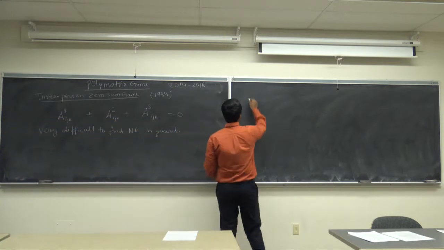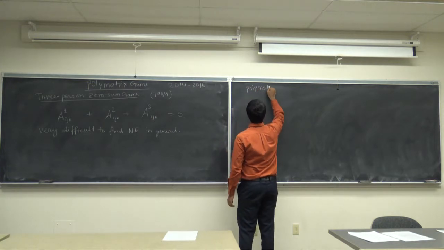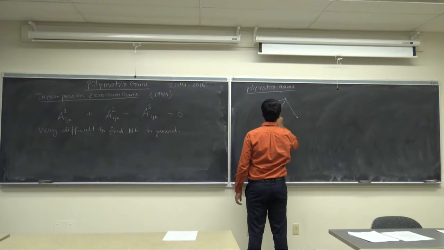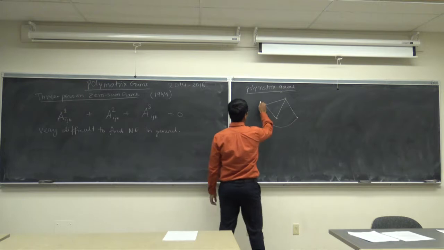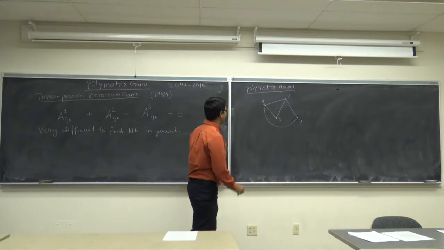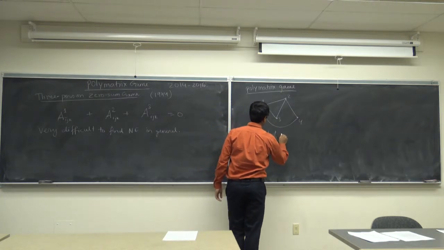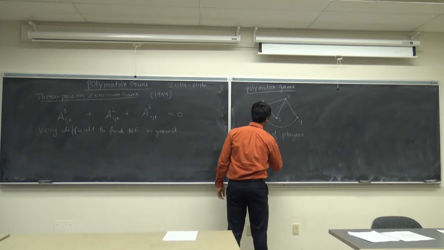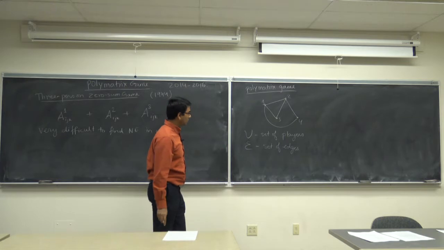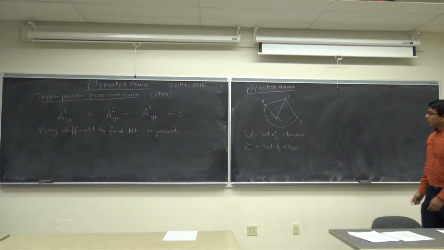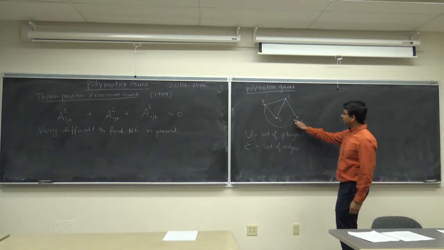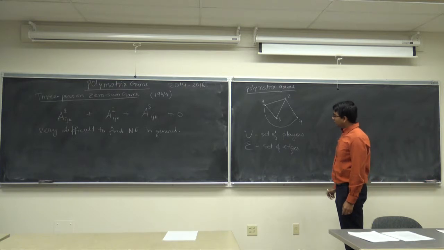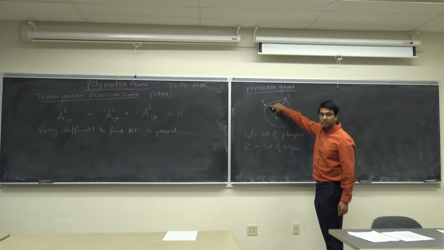So what's the setting of Polymatrix game? I have a graph, something like this. I label the players 1, 2, 3, 4. I have a set V of players, which are the nodes of this graph, and E is the set of edges. You could have cases, for instance, where 3 and 4 are not connected, so there is no edge between them. In this particular case, each of the pairs that have an edge are playing a non-zero-sum game among themselves.